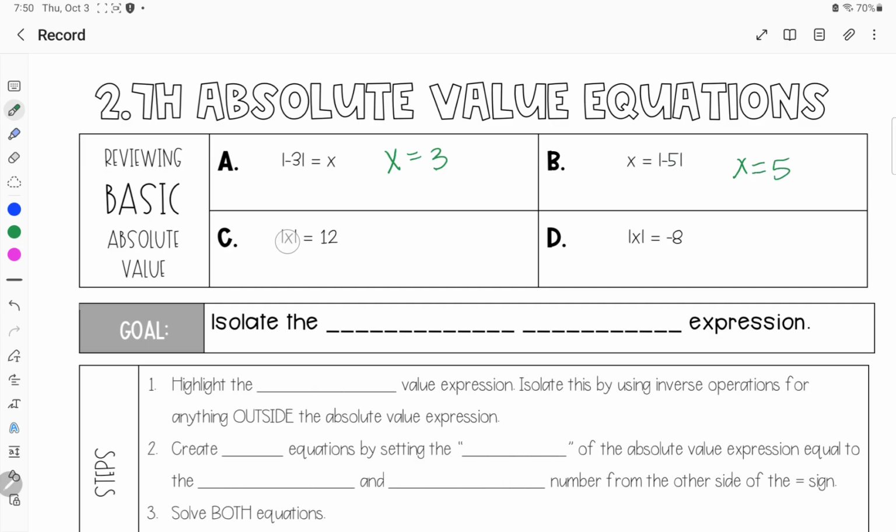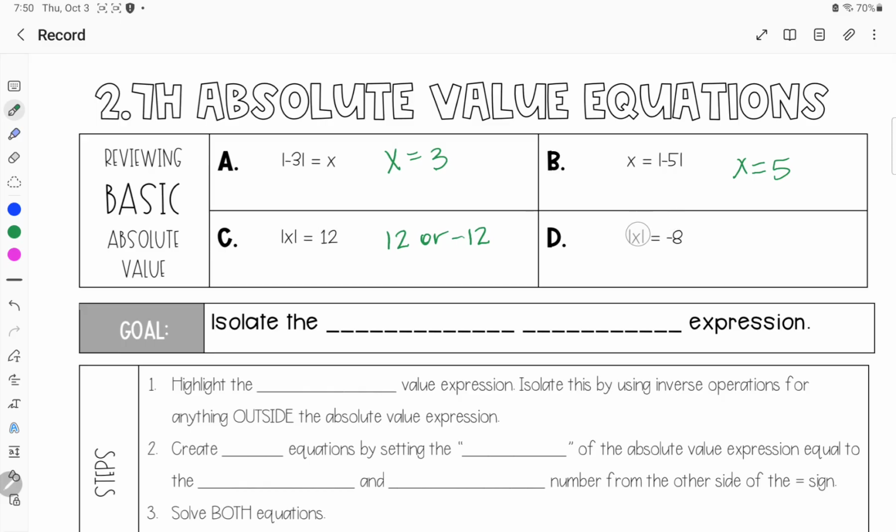Now on this one, this says, what would x equal? What would be the absolute value of x for it to come out a +12? In this one, we have two answers. It could be a +12 because absolute value of 12 is 12, or it could be a -12 because if I put a -12 in there, I still get a +12.